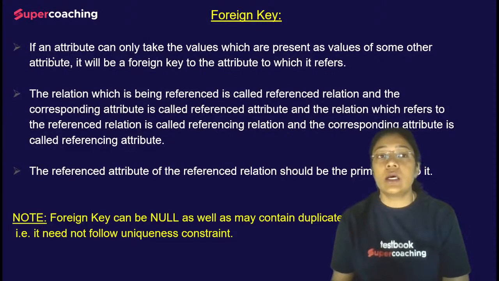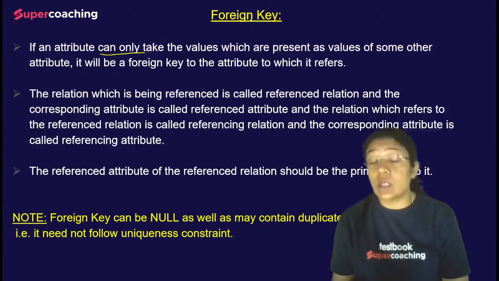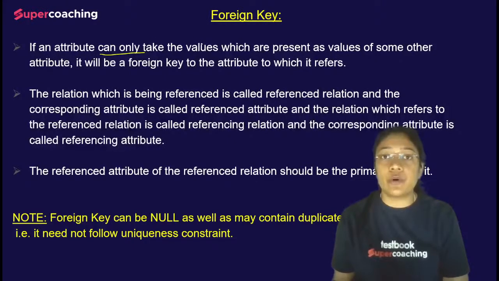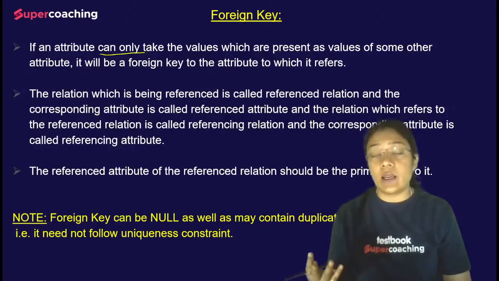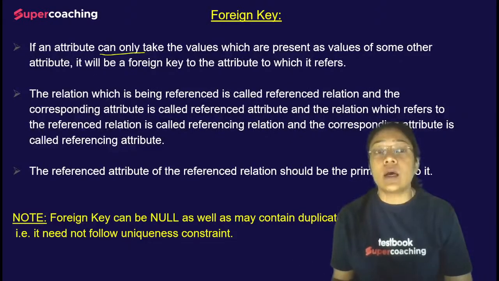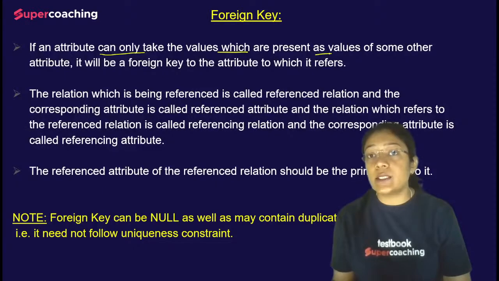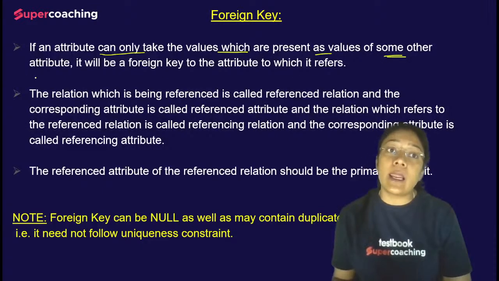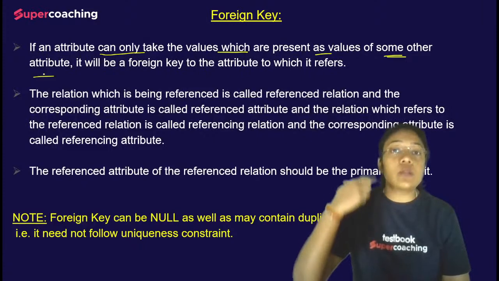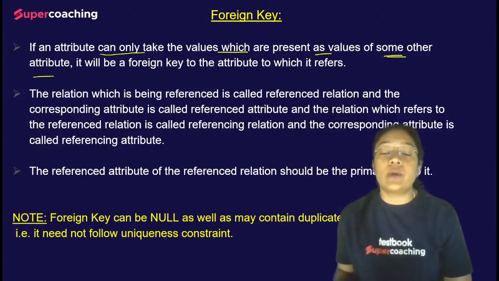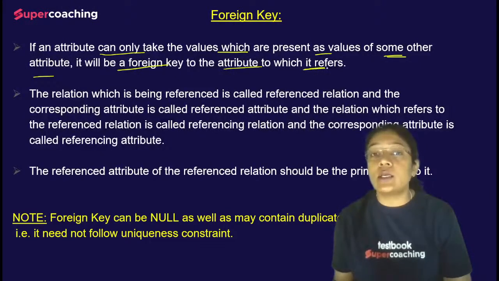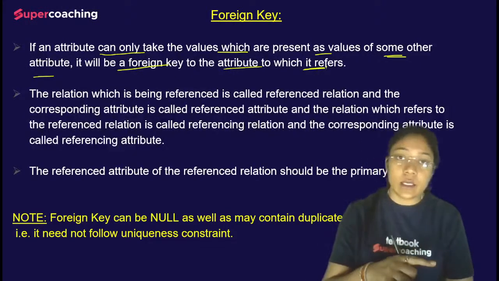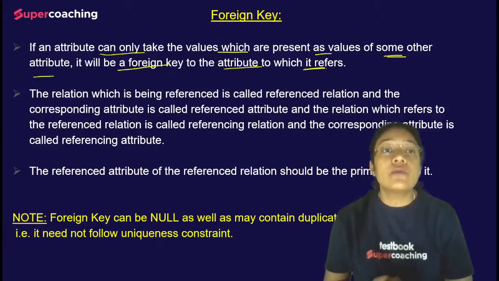So first of all, what is a foreign key? In the foreign key we know that the attribute is referring the values of some other attribute of some other relation. That is known as a foreign key. If an attribute can only take the values which are present as the values of some other attribute, जब foreign key की बात आ रही है तो it is referring to other relation, it will be a foreign key to the attribute for which it refers. जिसको refer कर रहे हैं, for that attribute it will be behaving as a foreign key.